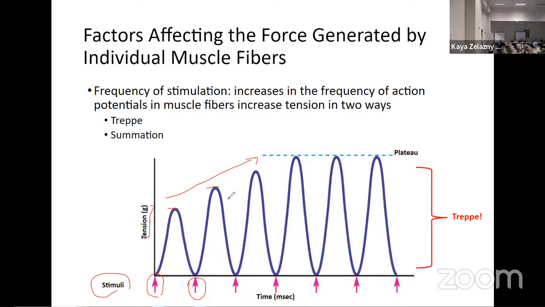So for a while, we have tension increasing with each twitch. Basically, think like warming up a muscle, right? You're warming up, and you're actually getting stronger a little bit each time. And then we hit a plateau, right? The strongest you can twitch that muscle, eventually you hit that plateau. And this is called treppe. So this is this increase in force as you're warming up the muscle with the first couple stimuli, and then hitting that plateau at your maximum force for that muscle fiber.